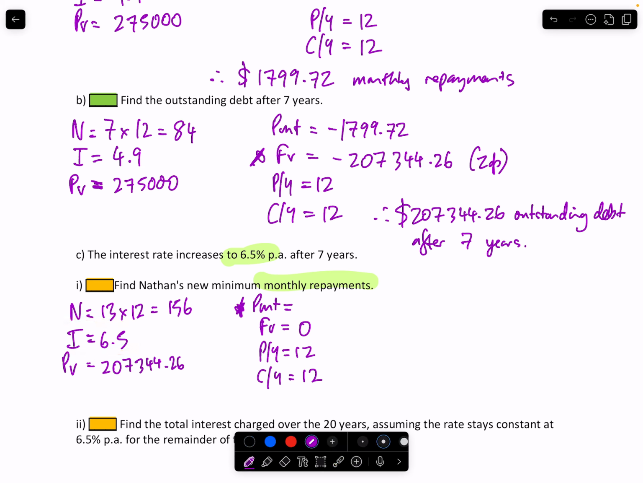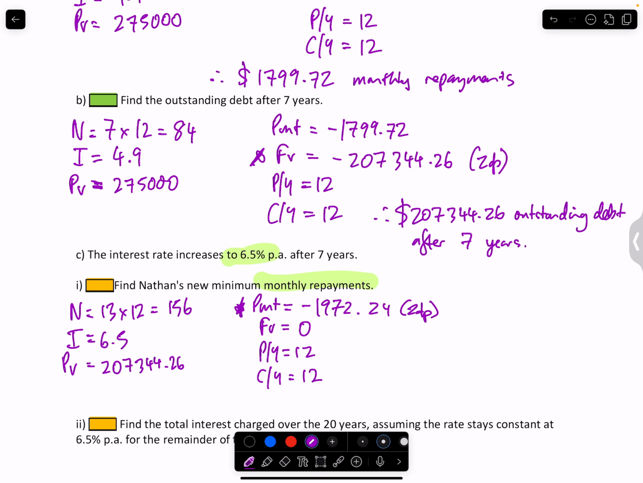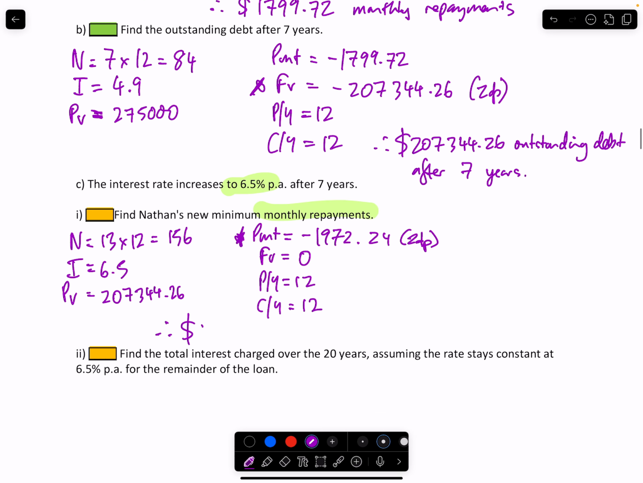You can see it's live. People, I'm doing exactly what you're doing. So 6.5, his interest rate increased by a crazy amount, 207,344.26. He doesn't want to owe anything. So now his PMT, let's solve for that. Ooh, negative 1972.24 to 2 decimal points for the higher rate. So therefore, $1,972.24 new repayments.